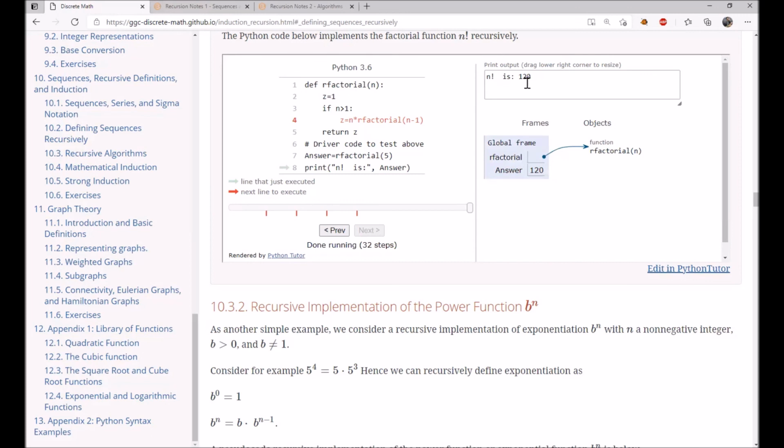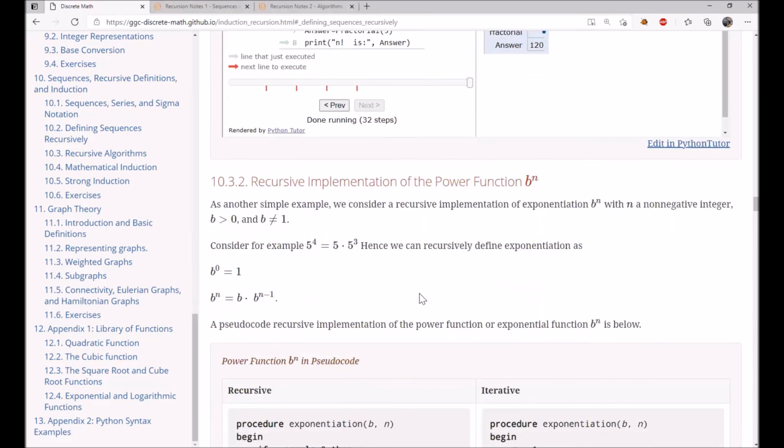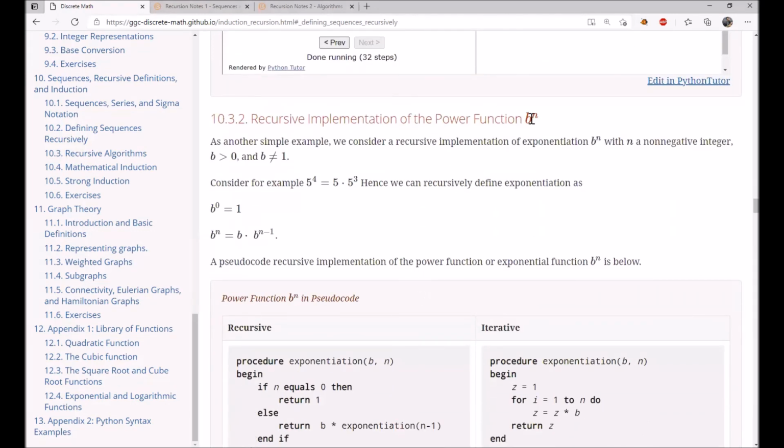This is one of those times where I encourage you to walk through this yourself and try it with a couple different examples. I'm also going to encourage you to look at this with a recursive definition of the power function. We know that 5 to the 4th is just 5 times 5 times 5 times 5, but another way to write that would be 5 times 5 cubed. So a recursive definition of a power function would be: b to the 0 is 1, and then b to the n is b times b to the n minus 1. So we're giving the power function recursively.